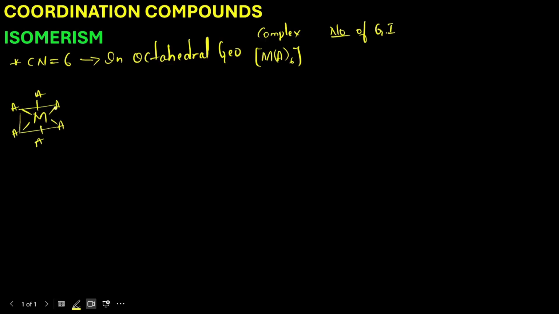These 4 are in the same plane, these 2 are in the opposite planes. Since all 6 ligands are identical, if you exchange any one of these ligands with any other position, that is not going to make any change. Therefore in the complex of type Ma6, geometrical isomers cannot be seen. Next we will consider the Ma5B type of complex. Again we will write the structure of the Ma5B type of complex. That will be like this. It is an octahedral complex in which 5 same ligands are attached, and one different ligand.